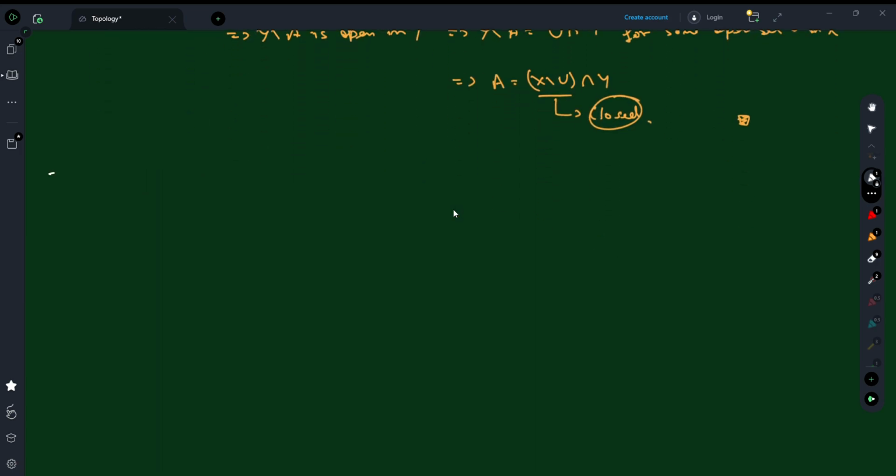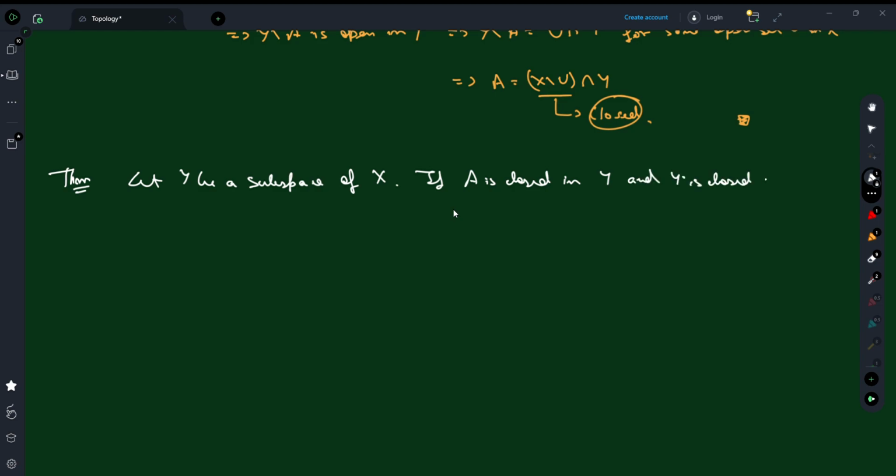Okay. So the next immediate theorem is in this way. I can also consider this to be a corollary of this theorem, but let me just state it as a theorem itself. Let Y be a subspace of X. If A is closed in Y and Y is closed in X, then A is closed in X.